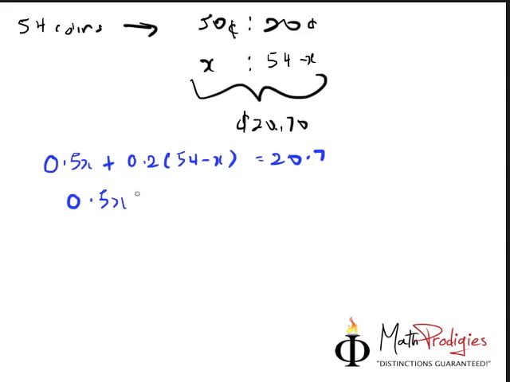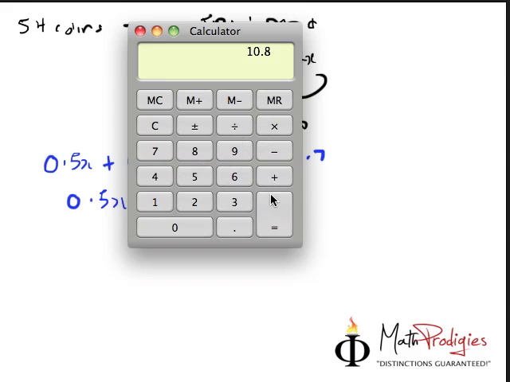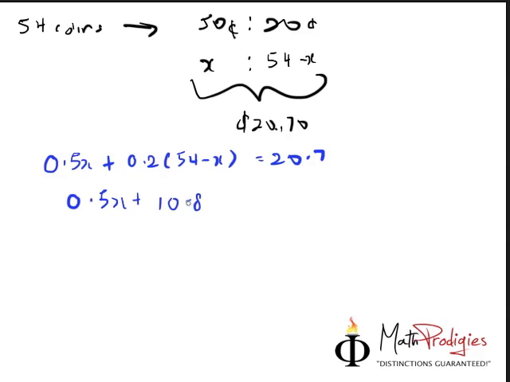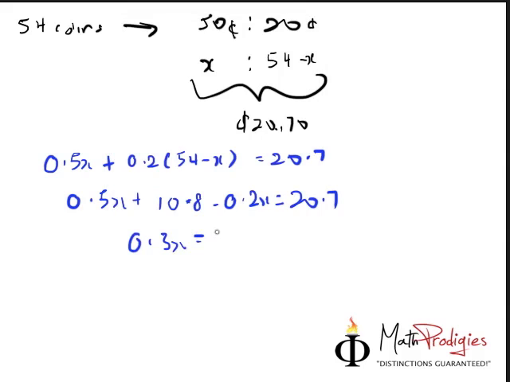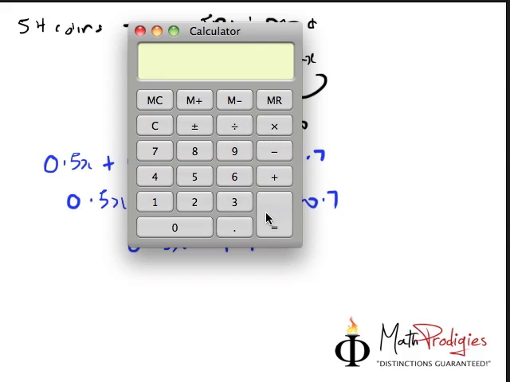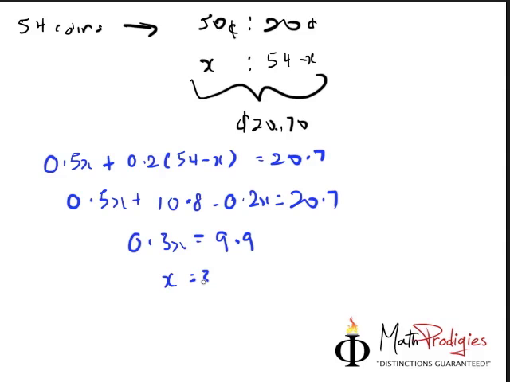So 0.5x plus 0.2 times 54 gives you what? That means 1/5 of 54, which is 10.8. 10.8 minus 0.2x is going to give me 20.7. Simple. So 0.5 minus 0.2 gives you 0.3x, equals 20.7 minus 10.8, which is 9.9. Correct. 9.9 divided by 0.3 will give you 33. Therefore, x equals 33.